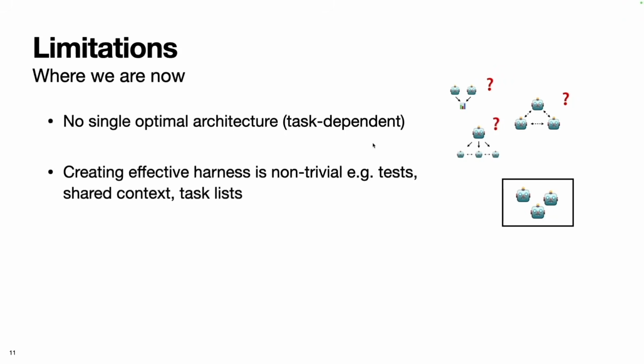Another key limitation is that creating an effective harness is going to be non-trivial. And so a harness is just the code and the software that you build around the agents. So this could be things like tests, shared context, task lists, and anything else. Again, this is going to be use case specific, and there's still no clear best practices and standards for doing this effectively, which is just going to require a lot of trial and error for people trying to build multi-agent systems today.